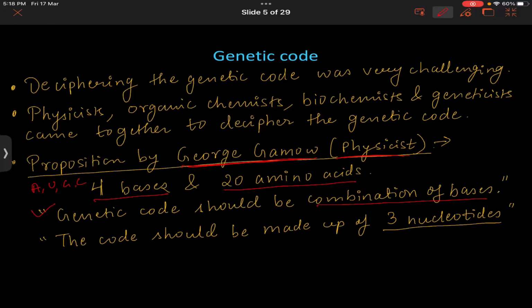These four bases together can form one genetic code, he said. Now he also said that the code should be made up of three nucleotides. At that time it was a very bold statement that he said only three, not four or five or six. Any three nucleotides, meaning any three bases together, would form one combination, and this one combination is a genetic code that is going to signify one particular amino acid. So this was a very bold proposition compared to the knowledge that was there at the time of the discovery.